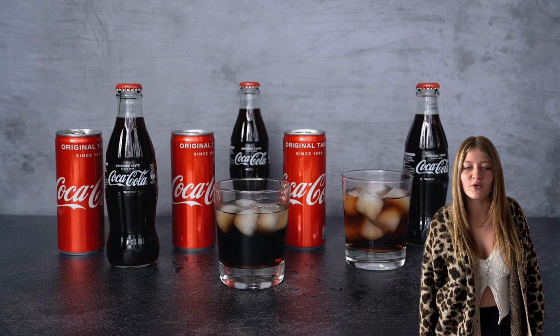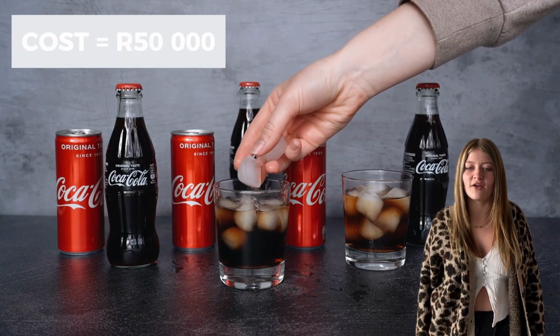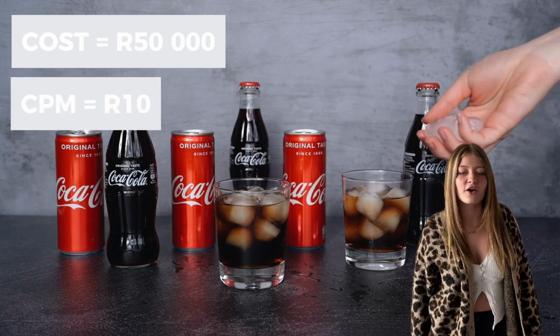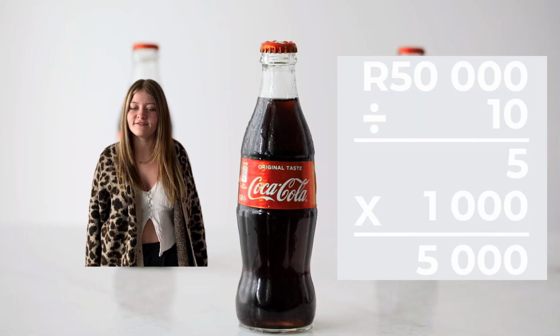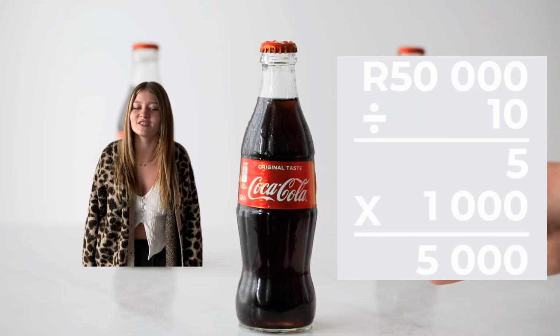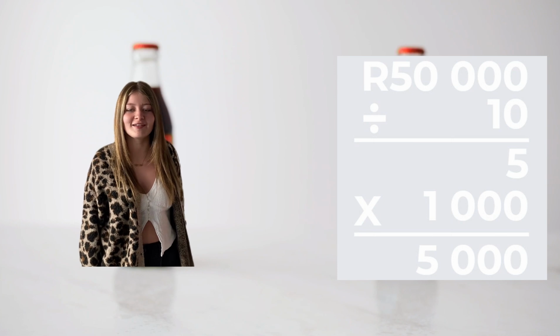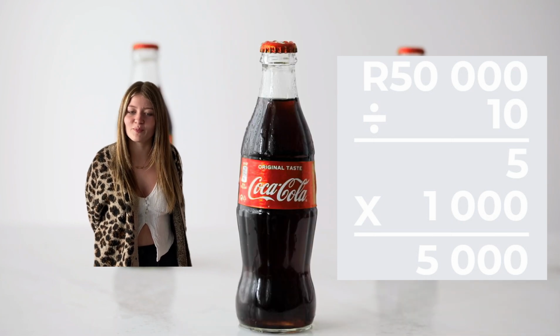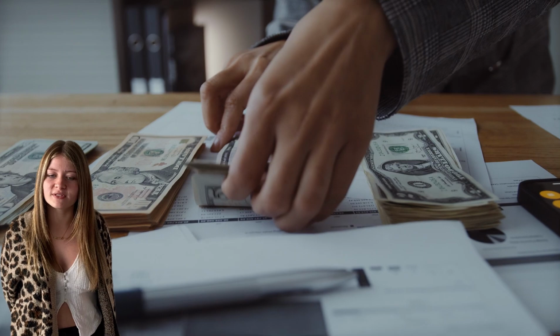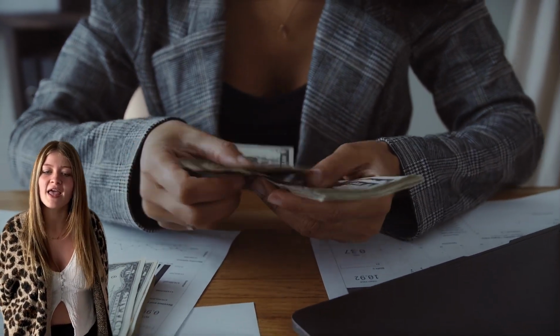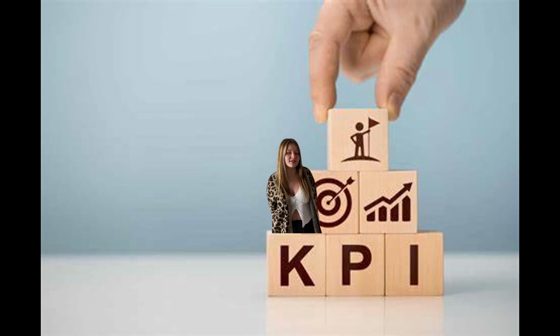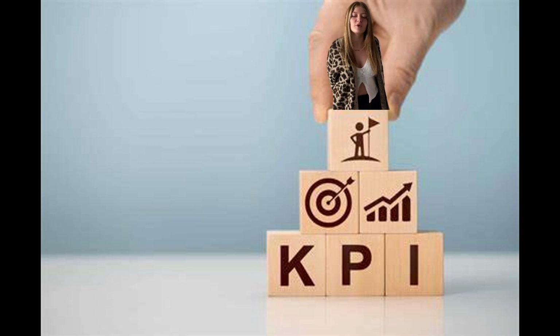If, for example, Coca-Cola spent 50,000 Rand on a campaign advertisement and their cost per 1,000 was 10 Rand, we could calculate the impressions by dividing 50,000 by 10, which is 5,000, and multiplying it by 1,000. This leaves us with 5,000 impressions. Impressions are important to marketers because they can indicate where to focus more or less of the budget, as they are a crucial KPI, which is a key performance indicator, such as cost per click and cost per impression, which help determine the campaign's success.